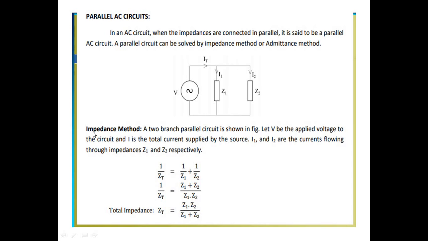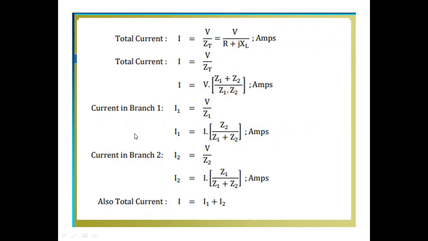Here 1 by Zt, that means the total impedance, is equal to 1 by Z1 plus 1 by Z2. Then the total impedance Z is equal to Z1 into Z2 divided by Z1 plus Z2 for the parallel combination in this circuit. Total current I is equal to V divided by Zt, where Z is equal to R plus jXL. So I is equal to V into (Z1 plus Z2) divided by Z1 into Z2.